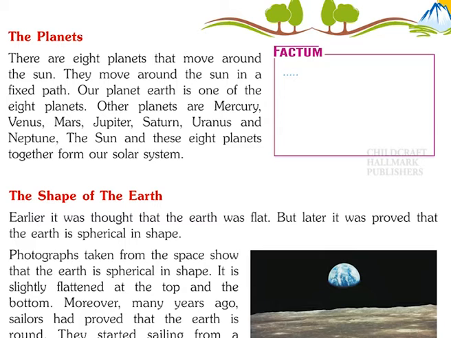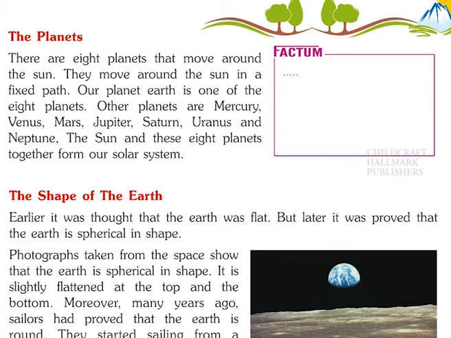The shape of the Earth. Earlier, it was thought that the Earth was flat, but later it was proved that the Earth is spherical in shape. Photographs taken from space show that the Earth is spherical in shape. It is slightly flattened at the top and the bottom.